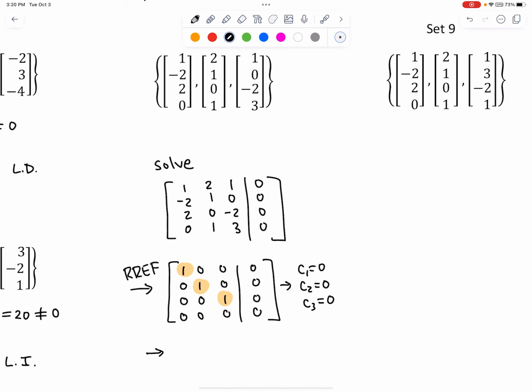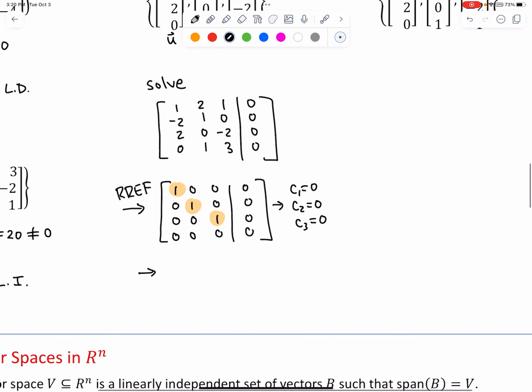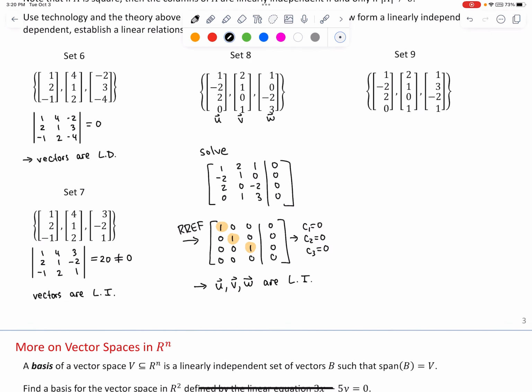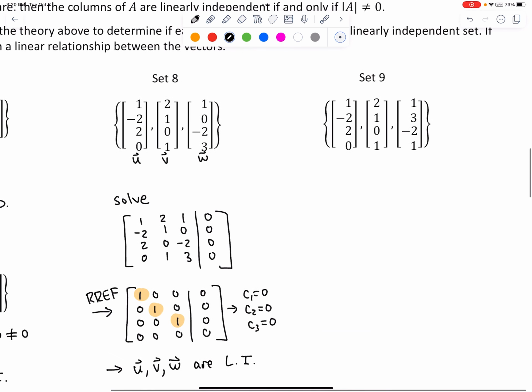Let's call these vectors on this page vectors u, v, and w, so I can refer to them. So these 3 vectors, u, v, and w, which form the columns of the coefficient matrix, are linearly independent because we had only the trivial solution. Set 9, you will notice that the first 2 vectors are the same, but I changed the third one. So we'll say u and v again for the first 2, and we'll call this last one vector x. Once again, we'll have a non-square coefficient matrix. This would be 4 by 3, so we can't calculate the determinant.